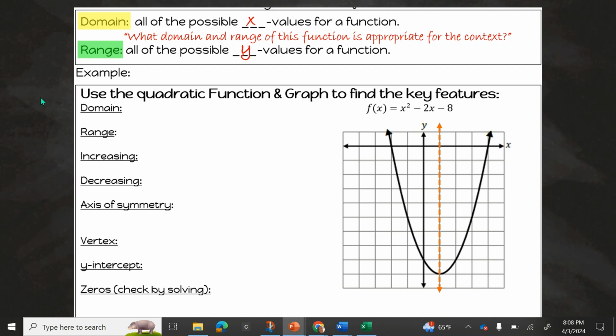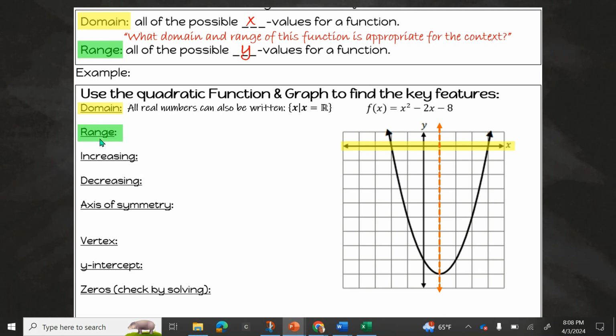So the domain of this function, we have x squared minus 2x minus 8, and they graph the function for us. So all of the possible x values here are going to be all real numbers. So this fancy R just means all real numbers.